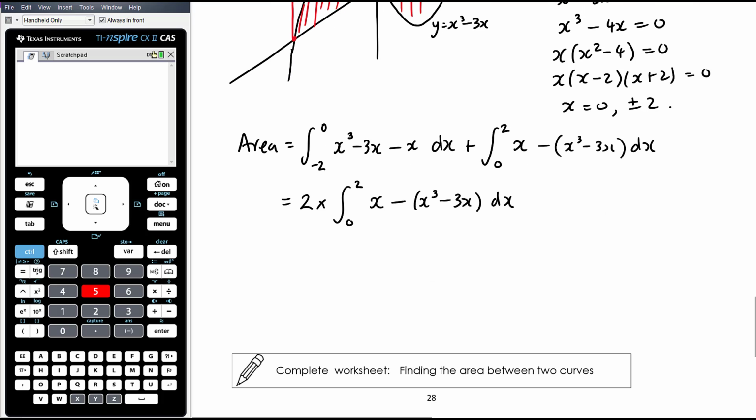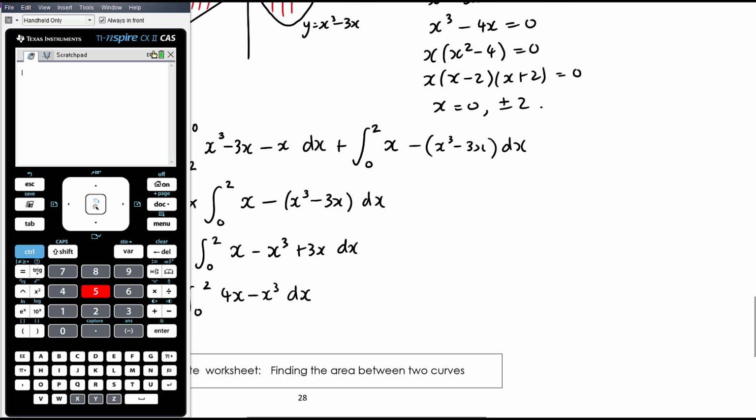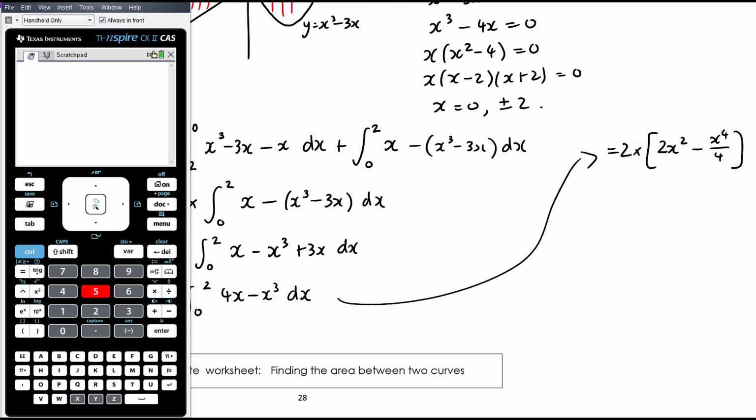Okay, so again, let's tidy that up before we anti-differentiate it. So 0 to 2, it's x minus x cubed plus 3x. So it is the integral from 0 to 2 of 4x minus x cubed. Okay, again, I've left us not a lot of space. So antiderivative, so we can have two lots of the antiderivative. Antiderivative of 4x is 4x squared on 2, so that's 2x squared. And then it's minus x to the 4 on 4, and we are doing that from 0 to 2.